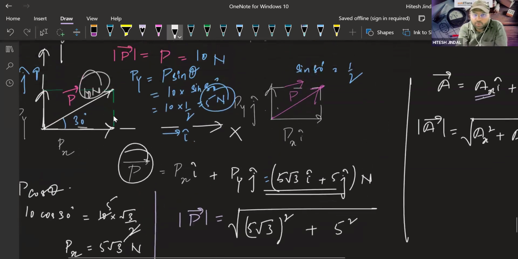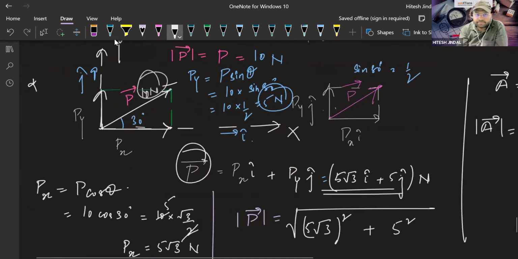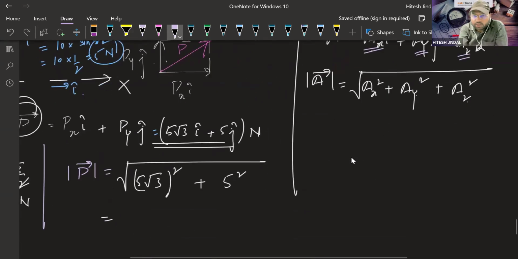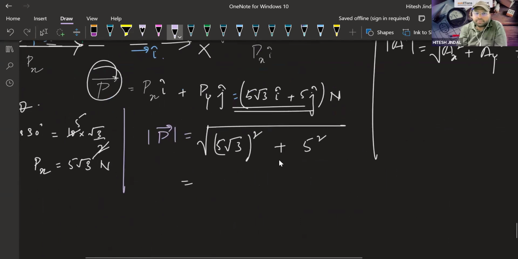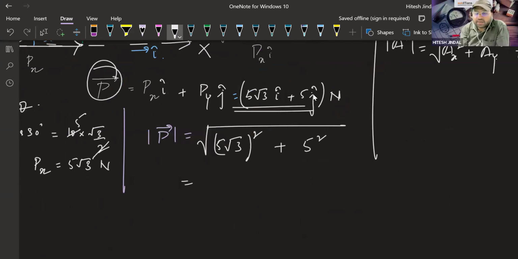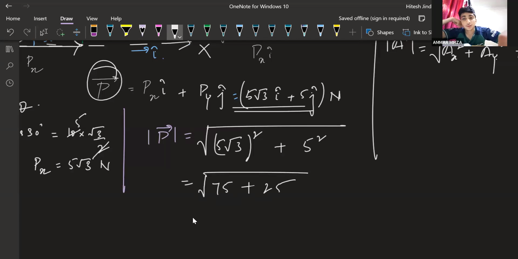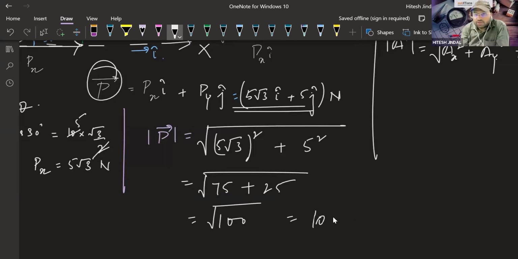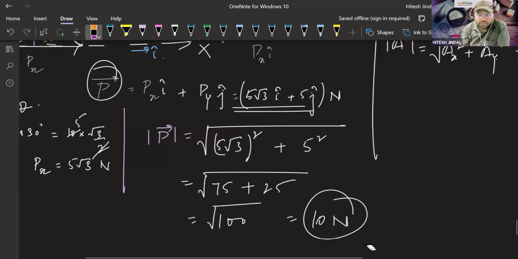What is given to us? 10 Newton, right? It is given to us as 10 Newton. Is 10 Newton coming from this? Tell me. So root 100, which is 10, yes. So vector p's correct representation is this, right? This 5 root 3 square is 25 into 3, that is 75, plus 25, that is 100, root of which is 10. And these are in Newton, so it will also be Newton.